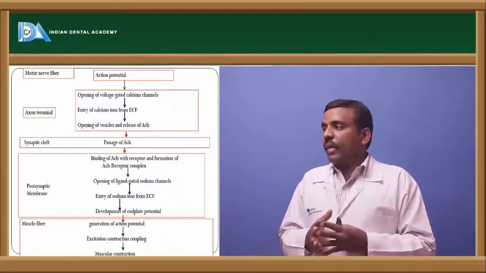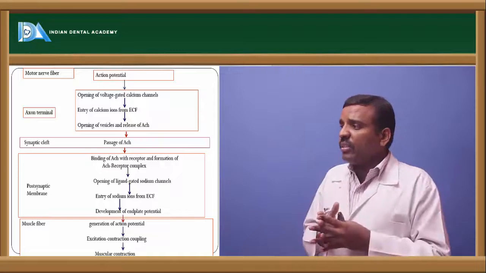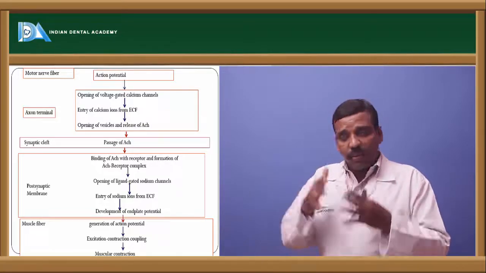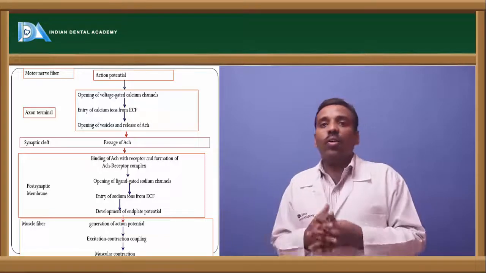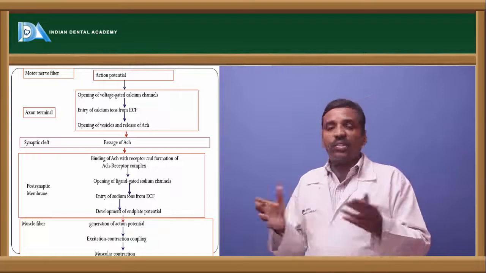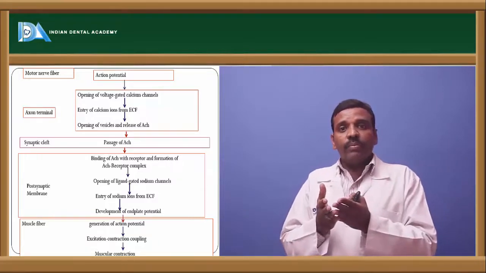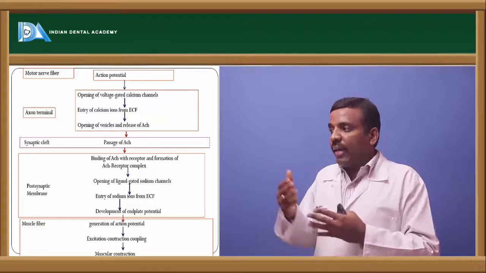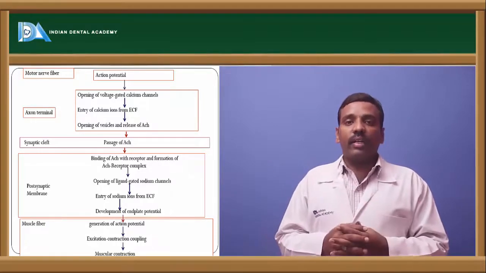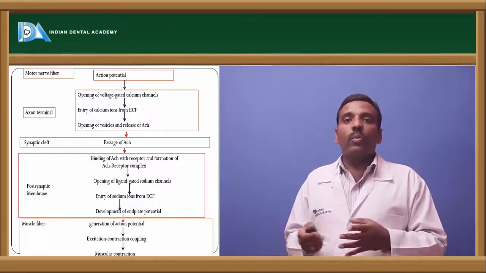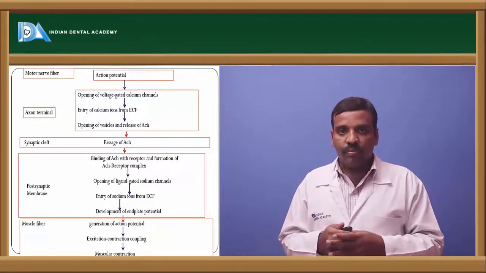Next is the muscle fiber. After the postsynaptic membrane, in the muscle fiber, there is generation of the action potential again. Next is excitation contraction coupling, with all its events, and then muscle contraction occurs. These are the neuromuscular junction events.